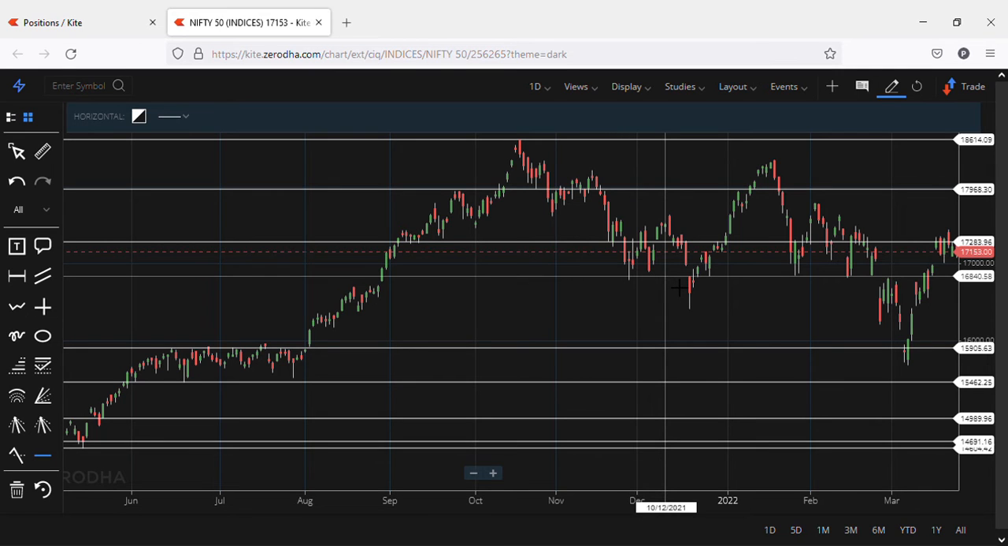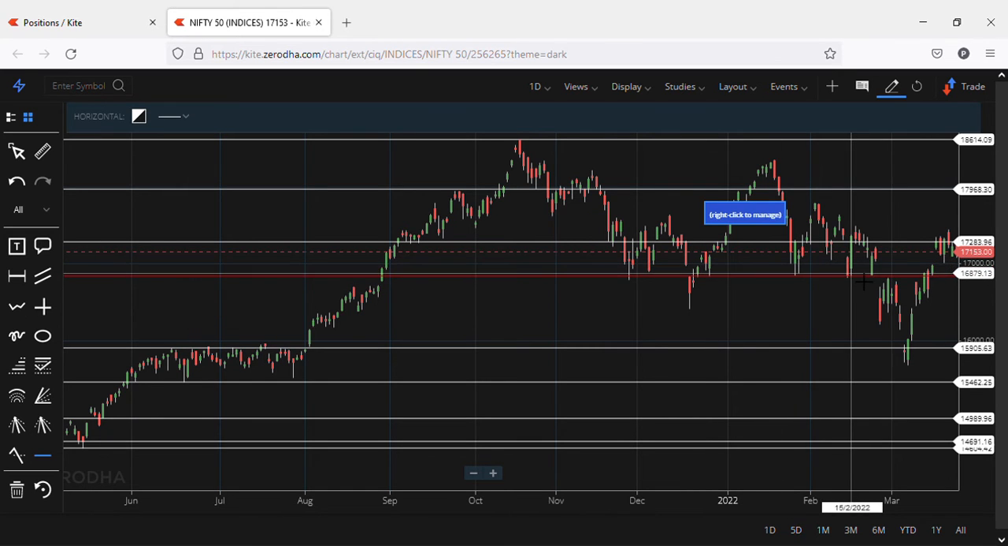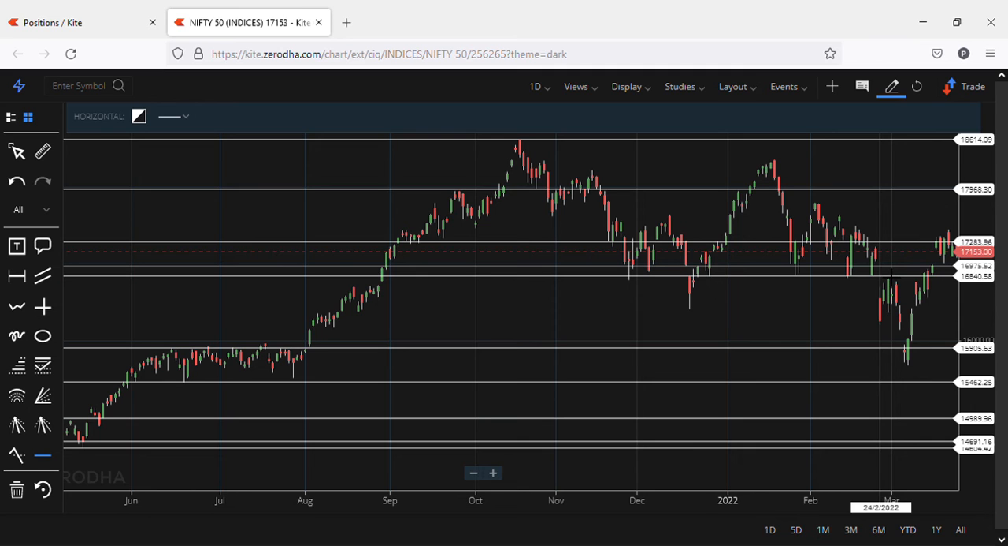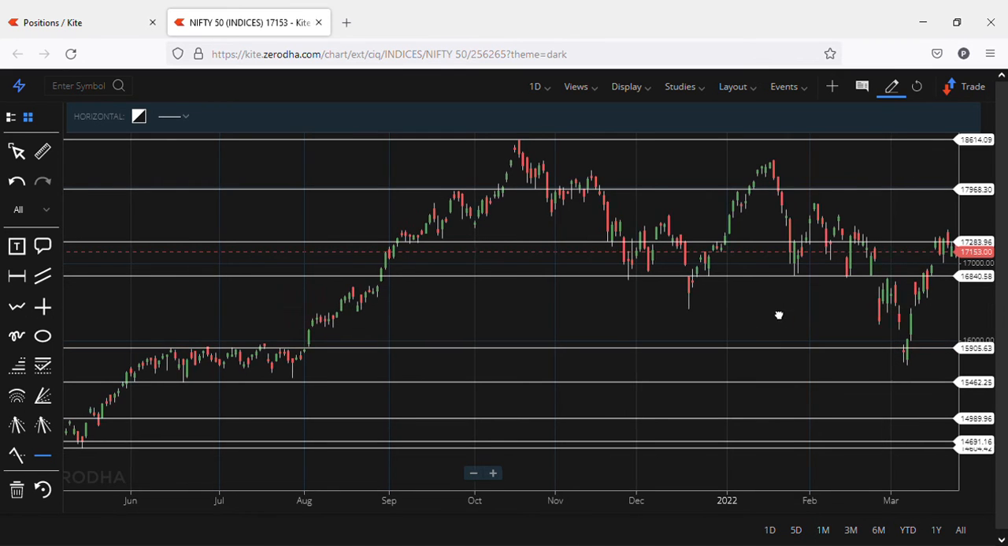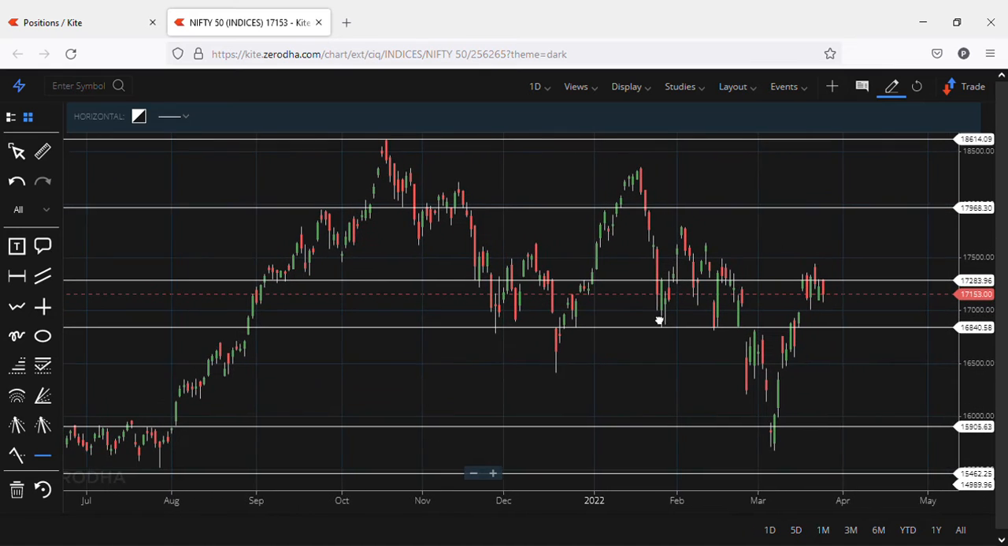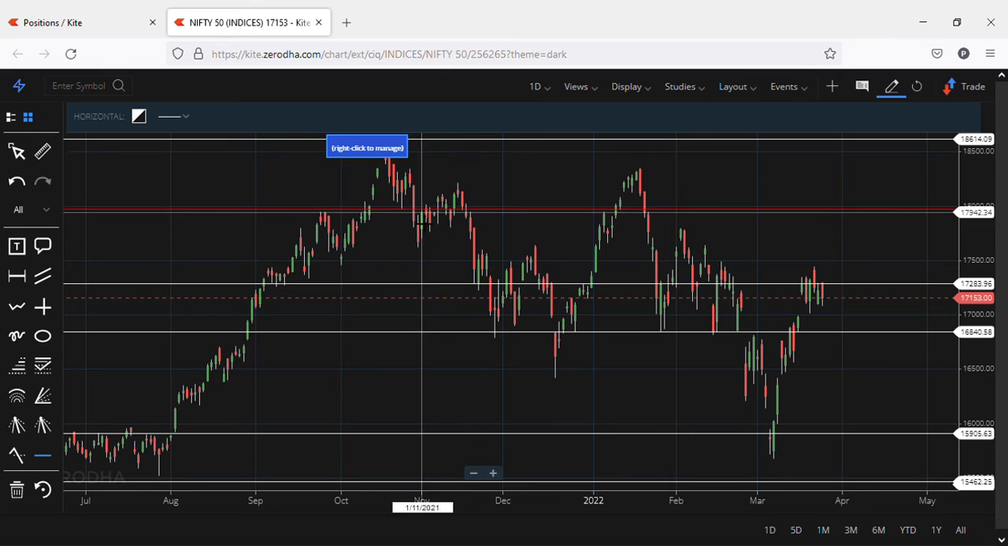Why I mentioned multiple times: see here, it went down and moved up, went down and moved up, down and moved up, down and moved up, and then a huge gap down. See here, this is a huge gap down and it went continuously lower. This is how we have to draw the support and resistance lines. Multiple touch points are the most important thing to consider as a strong support or strong resistance.